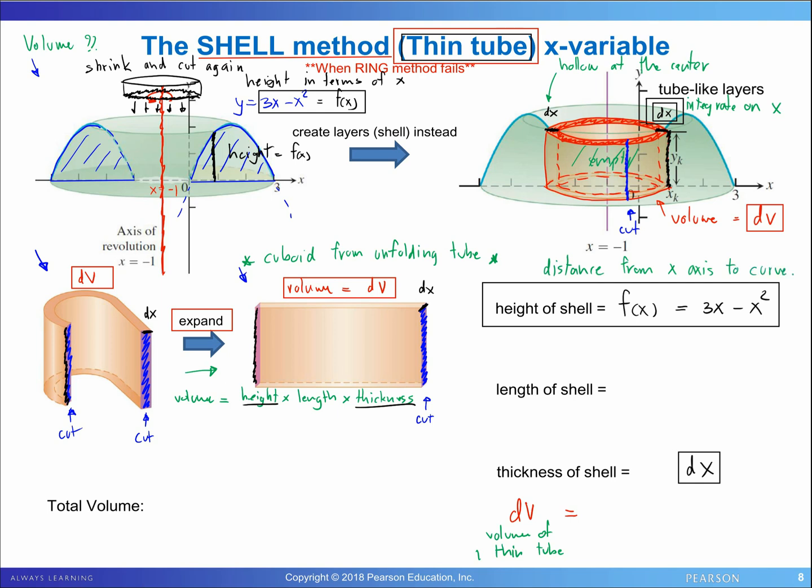And now last one, the length of this volume, dV, is going to be this side on the flat cuboid. And it's going to be the same side over here, same line on the unfolding tube or shell. And this corresponds to this line over here on the tube. The inner circumference of this tube or shell, the inside circle along this line. And now we know that the length that we want to find is going to be equal to the formula for the circumference of a circle, and that is 2 pi r.